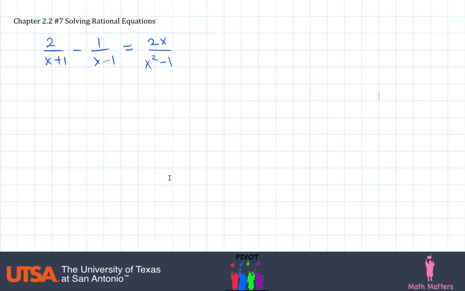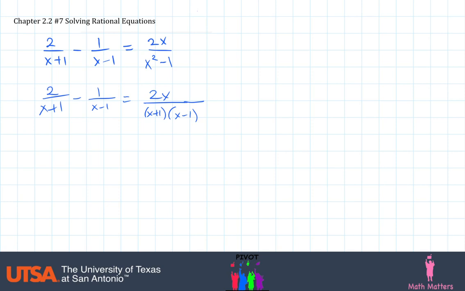Now, let's take a look at the problem itself. We see that on the left side we have x plus 1 and x minus 1 as denominators. On the right side we have x squared minus 1. However, we know that we can rewrite the x squared minus 1 as x plus 1 times x minus 1 after we factor it. So I'm going to rewrite the equation. So 2 over x plus 1 minus 1 over x minus 1 is equal to 2x over x plus 1 times x minus 1.